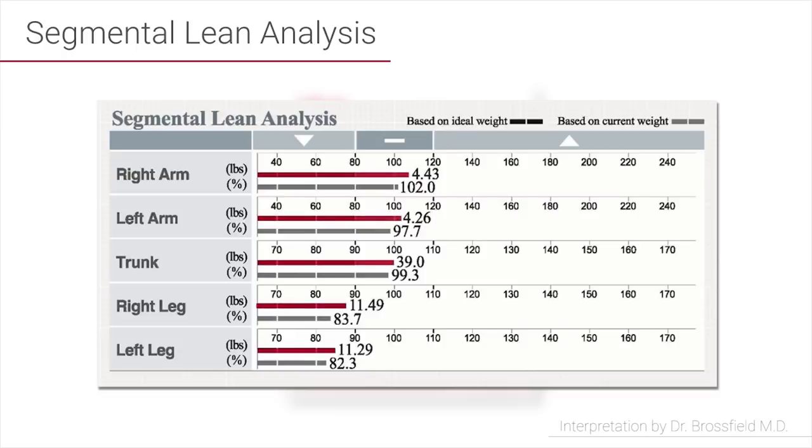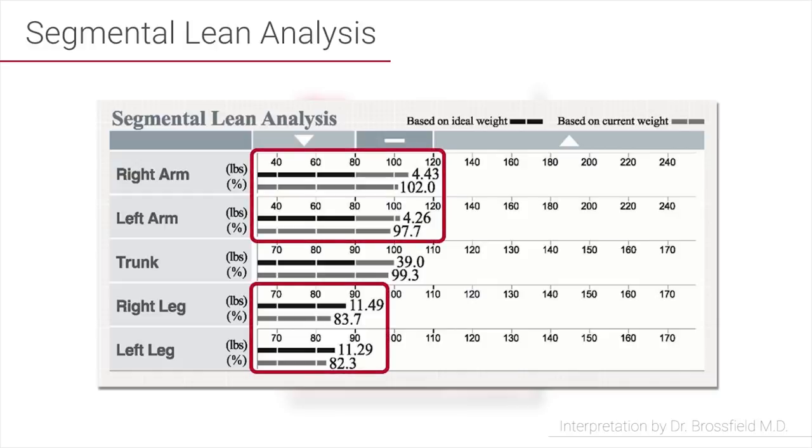The great thing about this is you can use this to tell what you want to do in your workout regimen. If you notice that you're extra strong in your arms and not so much in your legs, you can choose to focus on your lower body with your trainer or in your workout regimen.